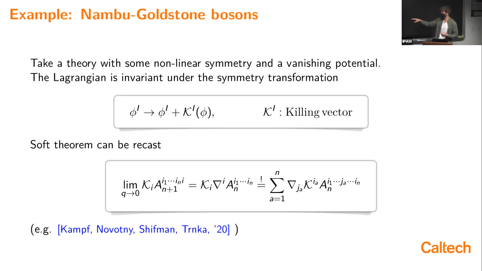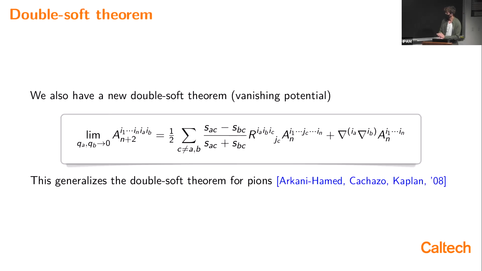This is actually a generic version of a new soft theorem that was found last year. So it's like a non-zero soft theorem for Goldstone bosons. It's rather interesting. Okay, and just to end on something else.